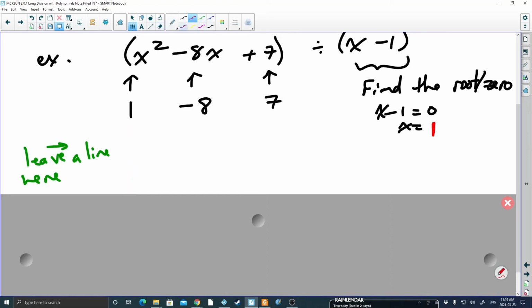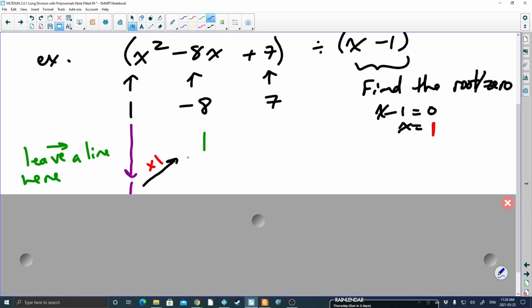So let's use purple for that. Then what you're going to do is multiply that value times the root that we had over here. So we're going to multiply that times 1, and you write the answer below the negative 8. So 1 times 1 is 1.